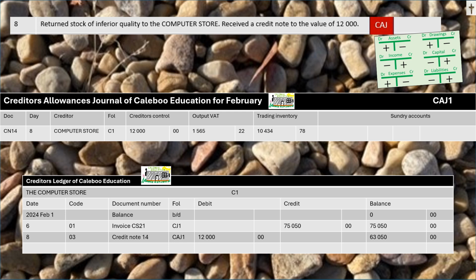On the 8th of February, we return stock of inferior quality to the computer store. They accepted our claim for goods which did not comply with the order. We actually sent them a debit note saying that we're not happy with certain stock that was sold to us on the 6th. They sent us a credit note to the value of 12,000, saying that they are going to credit our account with 12,000.